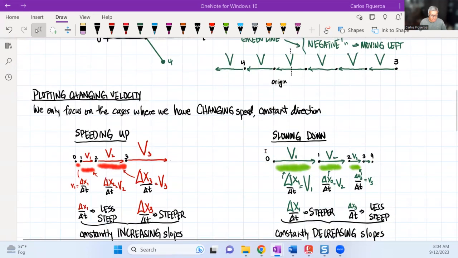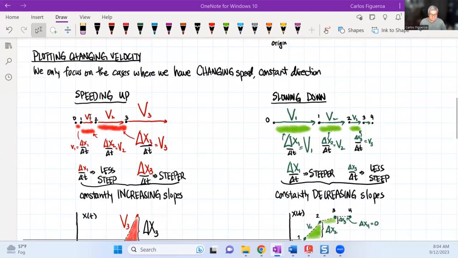Now, the other thing that we focused on was changing velocity. In this case, we only focus on the cases where we have a changing speed and a constant direction. In other words, we are only focusing on speeding up and slowing down. As I said before, if we had constant speed and changing direction, it turns out that the algebra is more intense and it's less intuitive. So we'll wait until about chapter 5 or 6 to start looking at that.